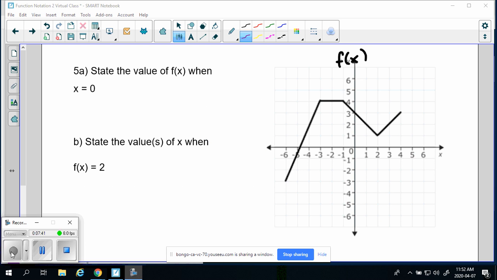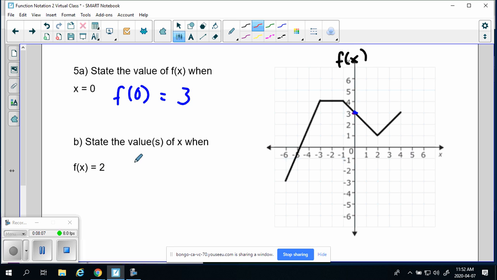It'll be helpful. State the value of f of x when x is equal to 0. So we're going to go here and we're going to look up x equals 0. So we're going to look that up and we're going to go up here and find the value of y at that number. And it is 3. So 3 would be the answer, but if you wanted to write it fancy, you would say that f of 0 is equal to 3. There's only one value. State the values of x when f of x is equal to 2.